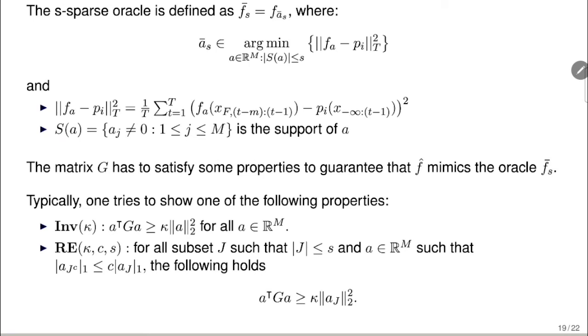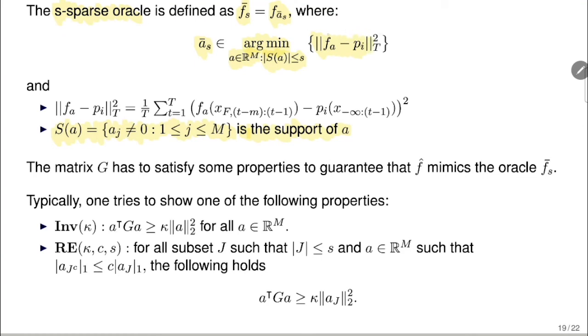So to formalize this idea, let me introduce some notation and definitions. We call f bar s the s-sparse oracle if f bar s is a linear combination of the functions in the dictionary, where the coefficients of this linear combination, so the vector a bar s, is the argmin over A in R^M such that the vector A has at most s non-null coefficients. So S_A here is the set of all non-null coefficients of A, which is called the support of A. So a bar s is the argmin over this subset of a function which looks like an L2 norm. So here is the norm 2 sub T of f_A minus pi.